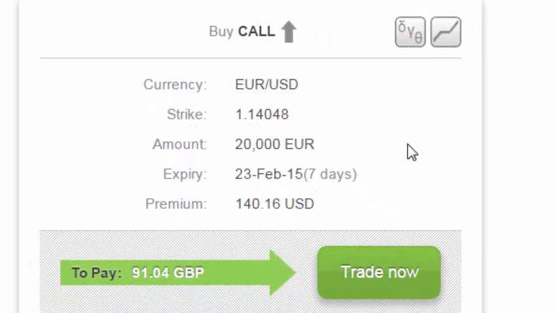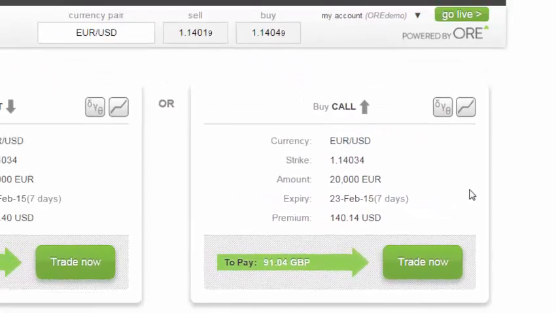The cost to buy the option is called the premium. Here, this option costs $140, or in my domestic currency, that's 91 British pounds. If your reserved price subsequently beats the market price, the option trade will pay out.